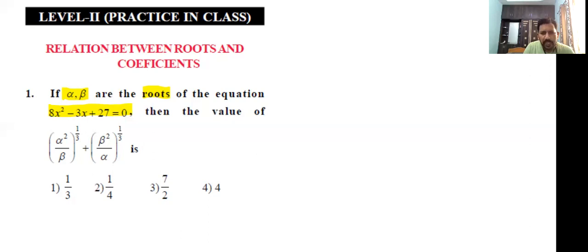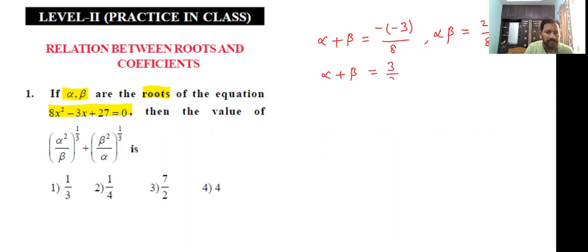Alpha, beta roots means we know the sum of the roots formula and the product of the roots also. Sum of the roots is minus b by a. Observe the quadratic equation, write the a, b, c values. Product of the roots is c by a, that is 27 by 8. Here alpha plus beta is equal to 3 by 8.